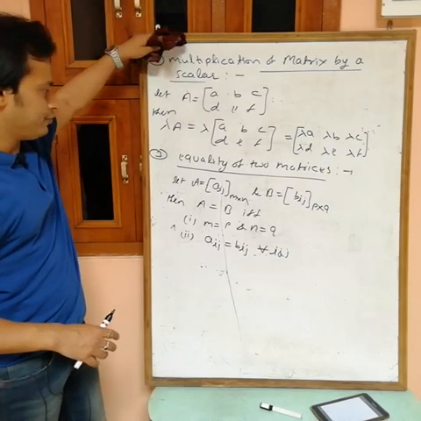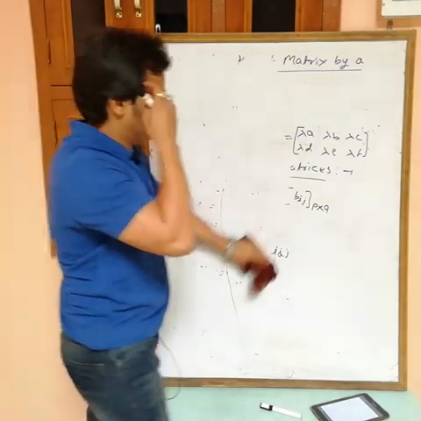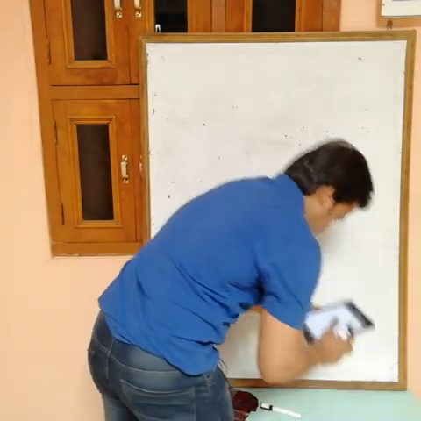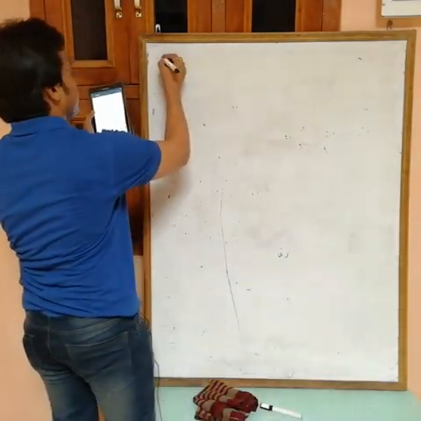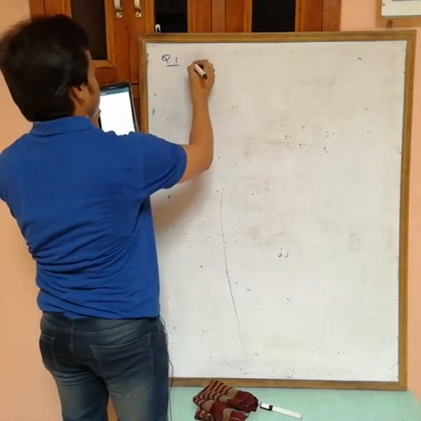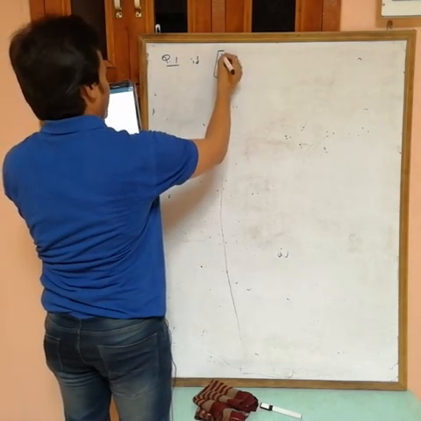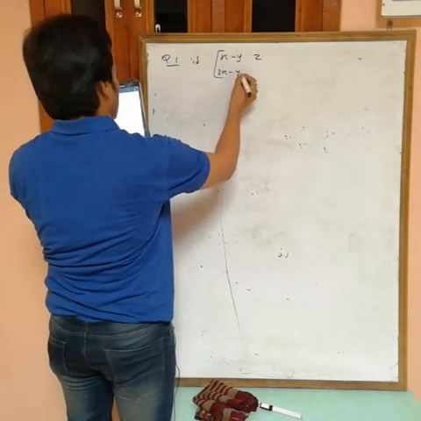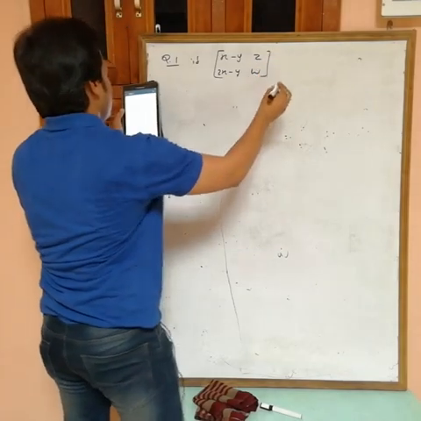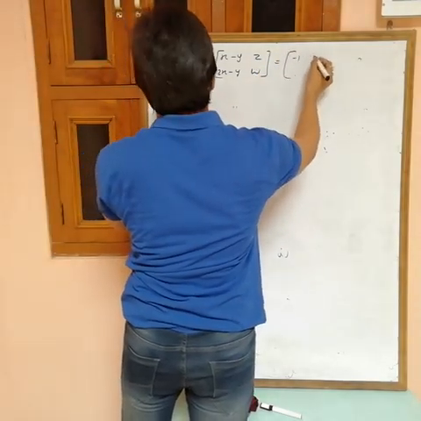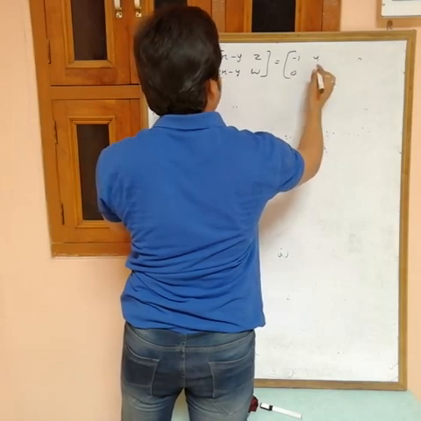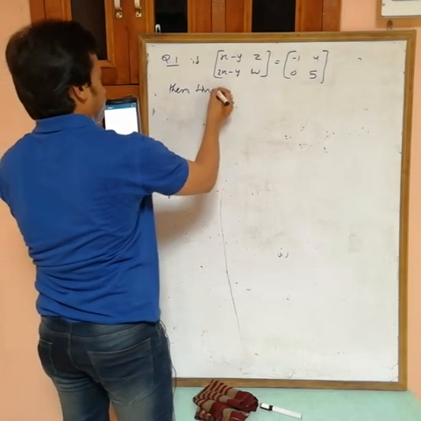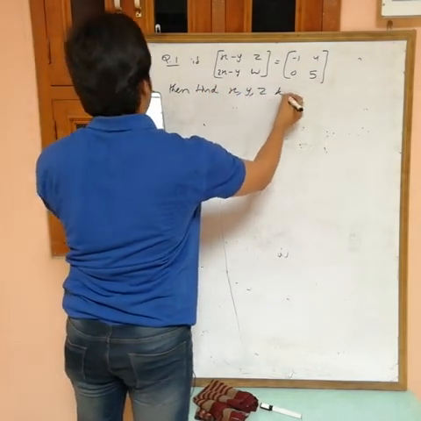Okay, write down a question. If the matrix with rows x minus y, z and 2x minus y, w is equal to the matrix with rows minus 1, 4 and 0, 5, then find x, y, z and w.